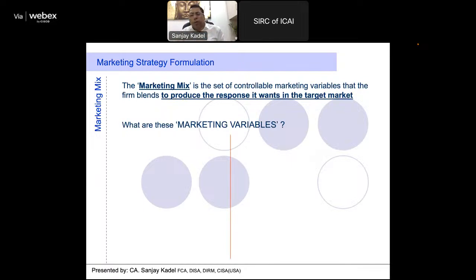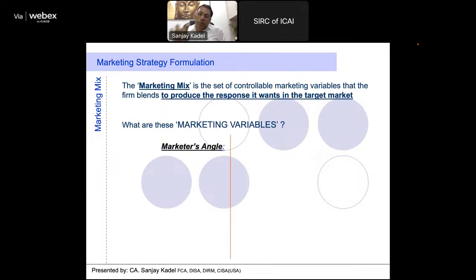When you are able to tune each of these components differently, the response or the result which you get related to marketing will be different. Sometimes it will be a successful result. Sometimes it may not be a favorable result. So, what are these components or factors which we are calling marketing variables?